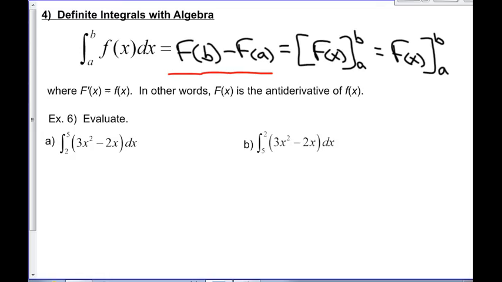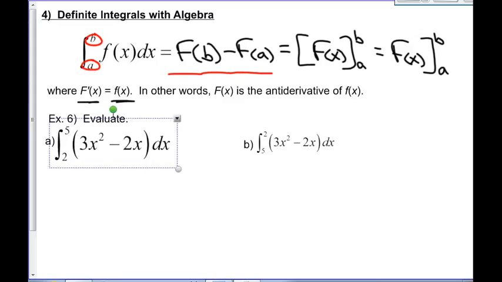So if you want to find that net area idea, then you need to find the antiderivative, and you need to sub in the upper boundary minus the lower boundary. The thing that ties this together with differential calculus is that the derivative of big F is little f. In other words, big F is the antiderivative of little f.